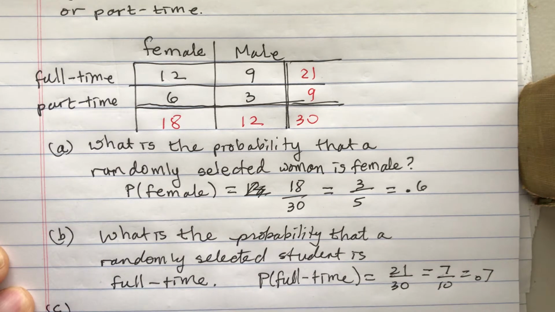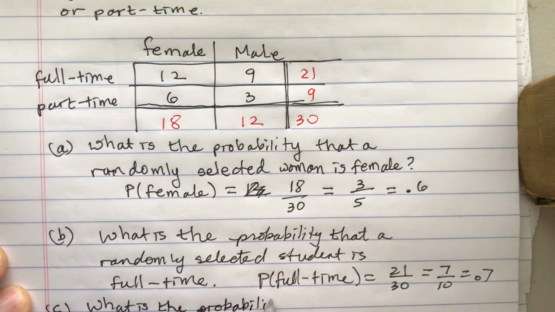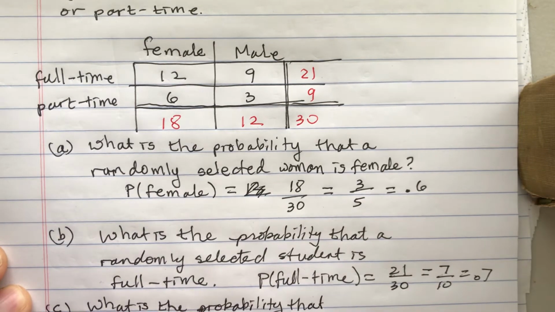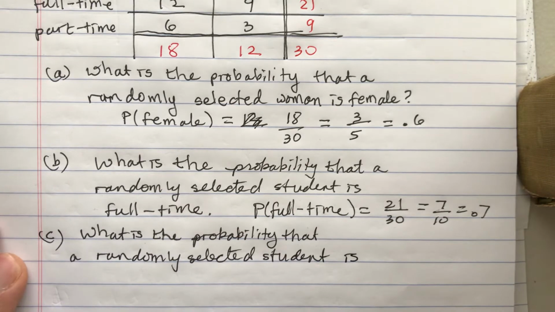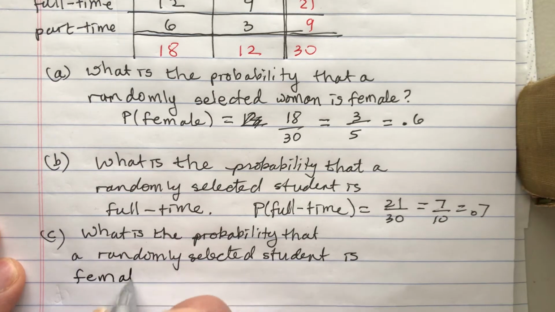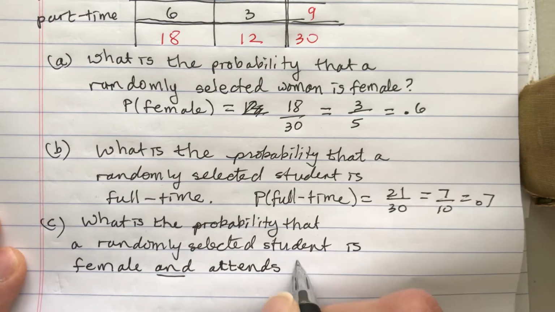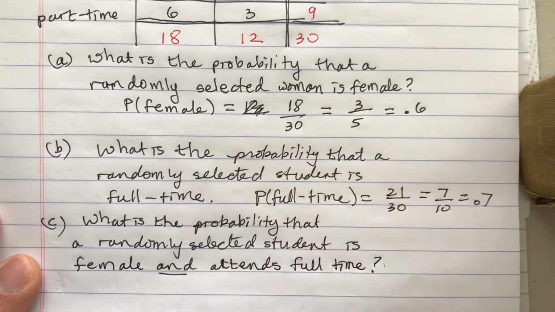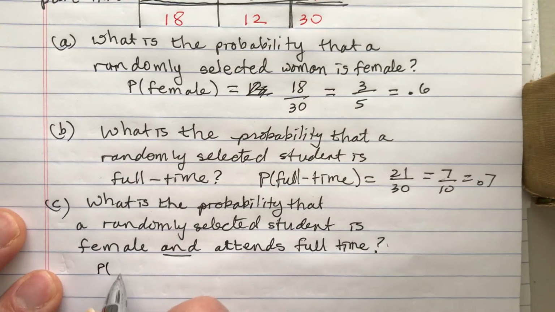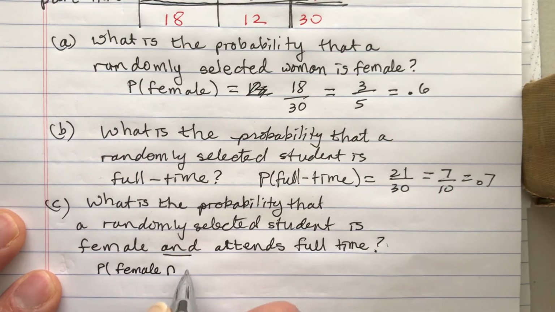Part C. What is the probability that a randomly selected student is female and, okay, and is important, and attends full-time, and corresponds to intersection. So this is female, intersection, full-time.